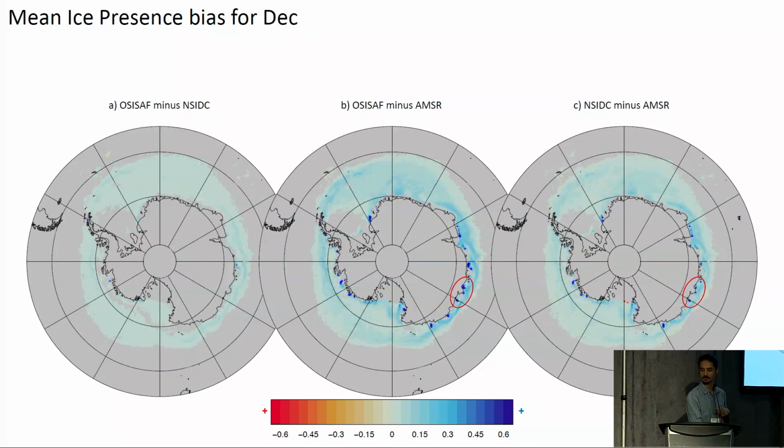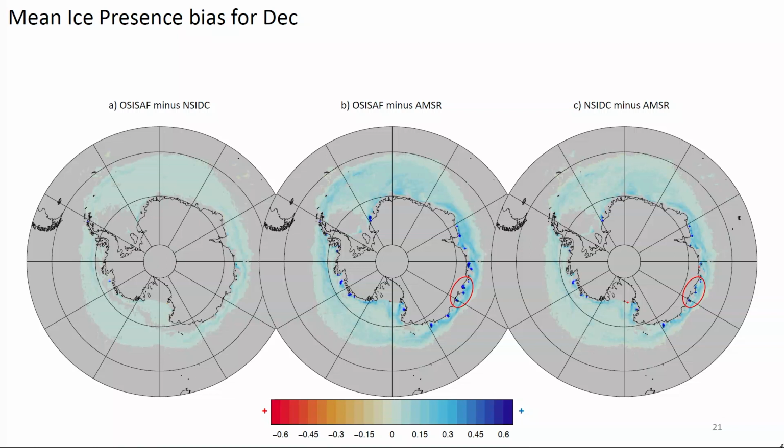Similarly, in the southern hemisphere, we see that OCSAF has a slight positive bias against NSIDC, and a very strong bias against AMSR. Now the third figure is NSIDC minus AMSR, and we see that some of the positive bias patterns that we saw with OCSAF are also repeated by NSIDC. So again, with triangulation, we can estimate that AMSR is underestimating ice.